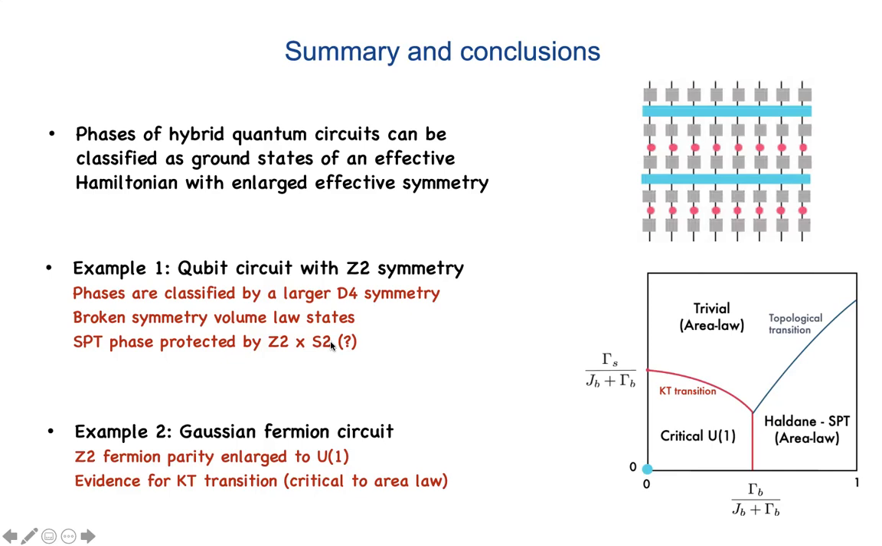And there is a question whether one can actually realize this in a concrete model, or there is another fundamental obstruction to realizing it. What I didn't show you, but maybe I can just advertise, is the Gaussian fermion circuit. It's basically a quadratic fermion circuit, where all the measurements and unitaries preserve the Gaussianity of the fermion wave function, and we have only Z2 fermion parity in this system.